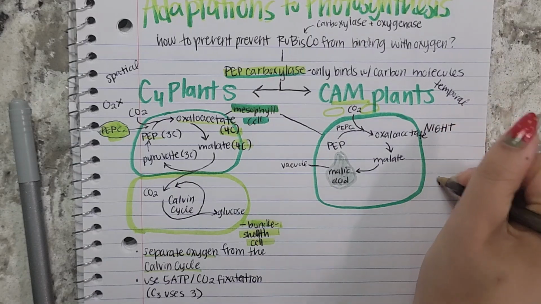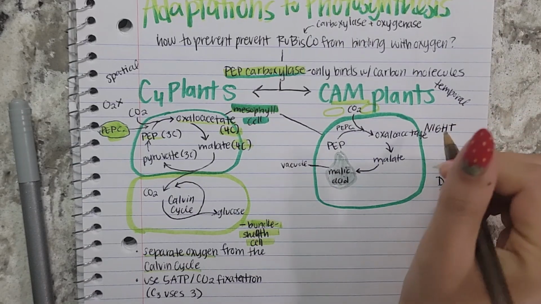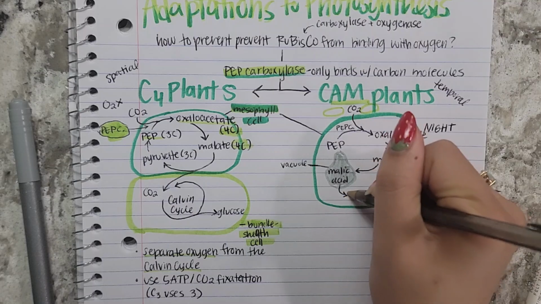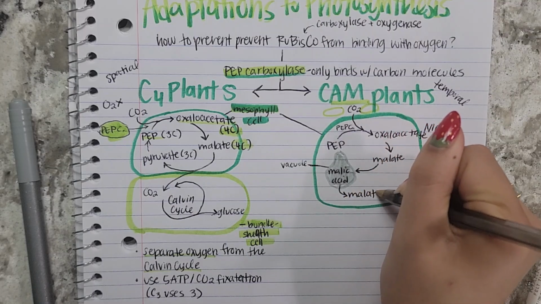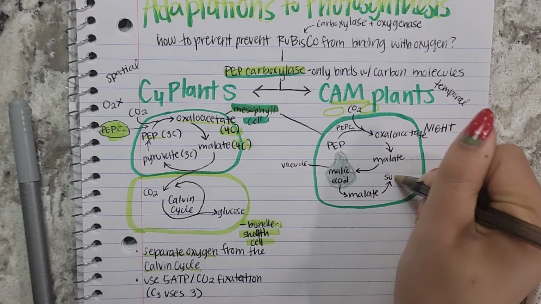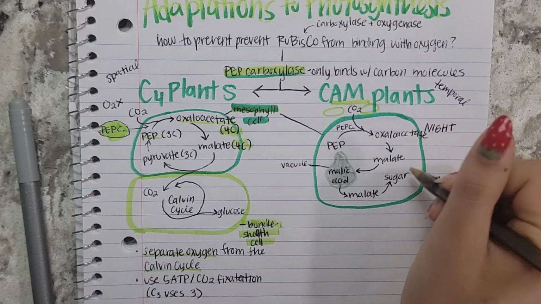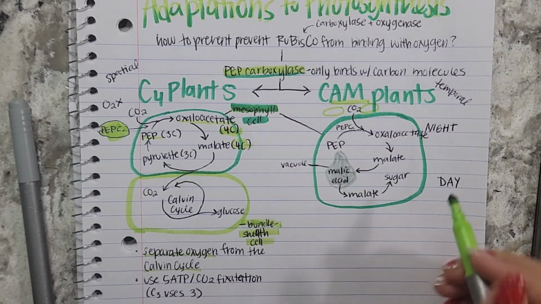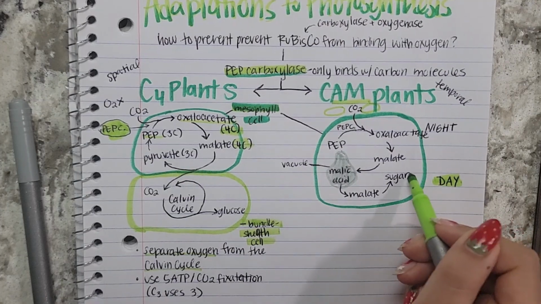And then during the day, we can use that malic acid, turn it back into malate, and make sugar, which is the whole point of photosynthesis, is making energy from the sunlight. So if you want, you can kind of distinguish what steps are where.